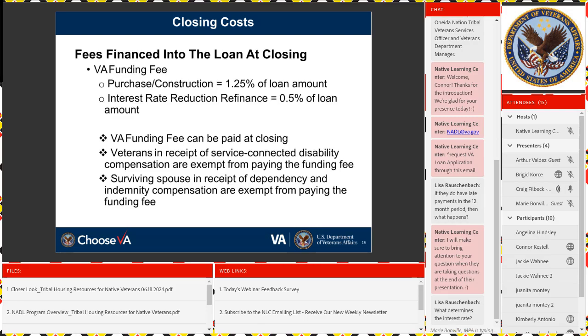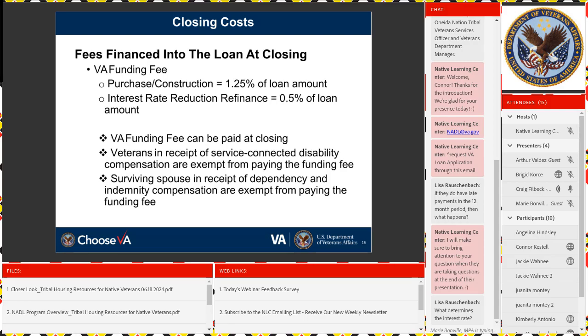Okay, and for the VA funding fee, for our veterans that do not have service-connected disabilities, they are charged a VA funding fee of 1.25% of the loan amount. Now, this 1.25% can be financed into the loan. For our veterans that do have service-connected disabilities, even a 0% rating, if they have a rating, 10% rating, then they are exempt from the VA funding fee. And a lot of our veterans, I would say 80%, have a 10% rating or higher, just at least within the NATAL program that I've come across.